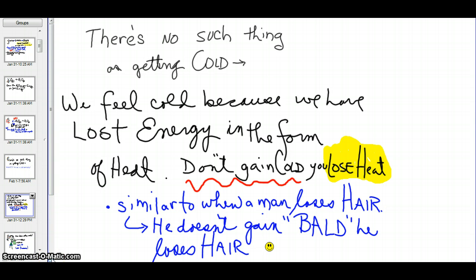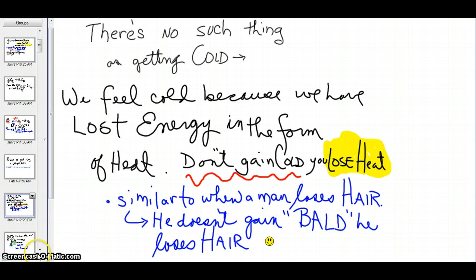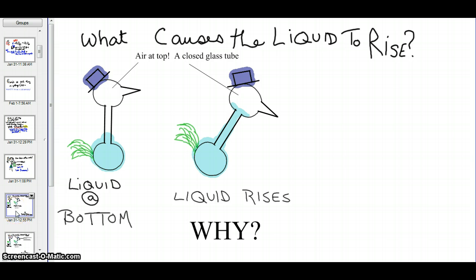All right, the next thing that I want to address for us is something that has been sitting on the front of the room on a table for quite some time, about 3-4 months now, and that is the drinking bird. These two chapters are perfect for understanding how the drinking bird works. What causes the liquid to go up in the drinking bird? Why does the liquid rise?